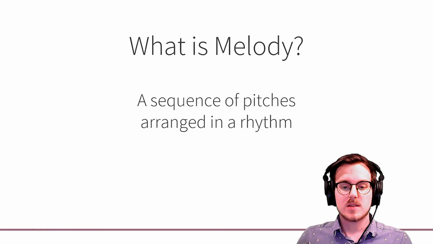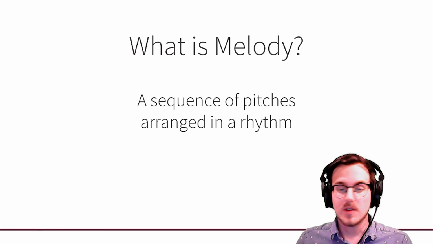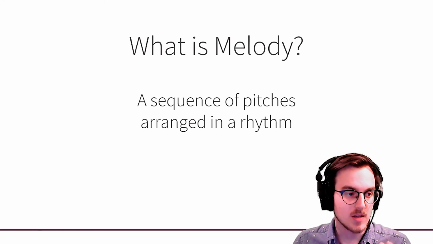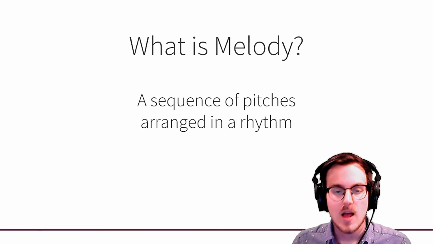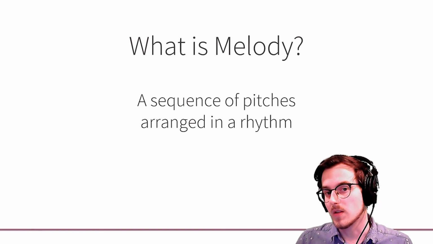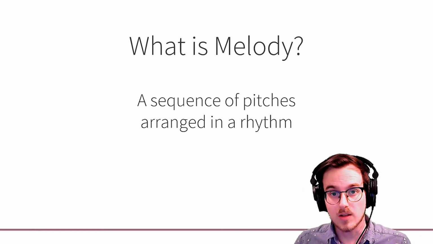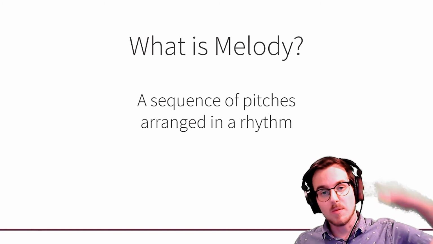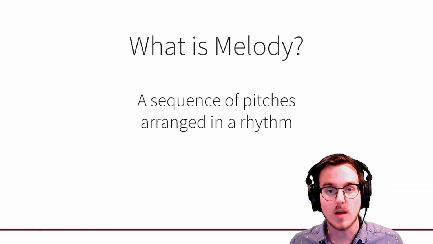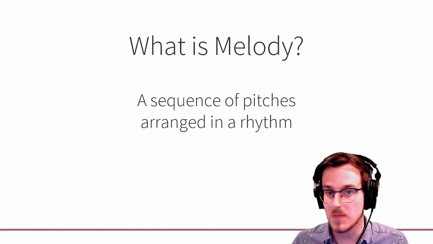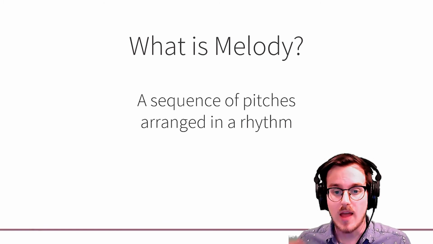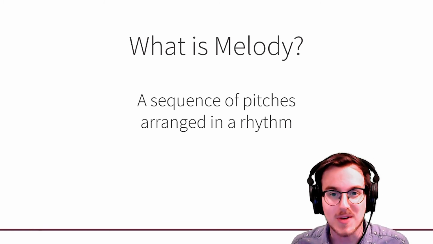A melody is a sequence of pitches arranged in a rhythm. So really, basically, it's just a string of notes. In most songs, you're going to hear this sung as a lyric line. If we think about how the pitches change as singers go through their lyrics, that is a melody. It could also be on an instrument, anything that is pitches, basically.